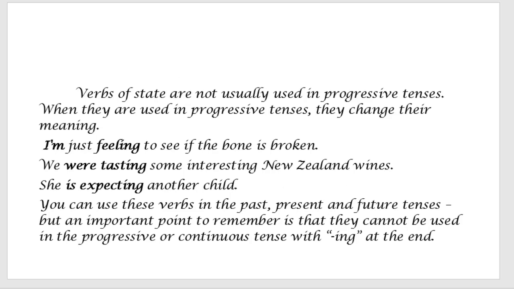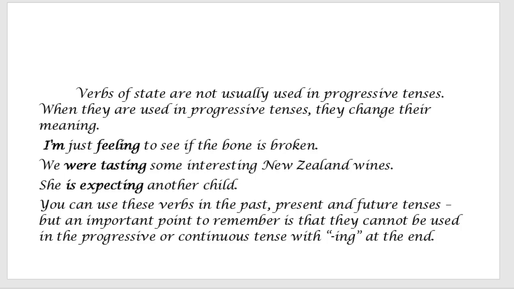Verbs of state are not usually used in progressive tenses. When they are used in progressive tenses, they change their meaning. I'm just feeling to see if the bone is broken. We were tasting some interesting New Zealand wines. She is expecting another child.